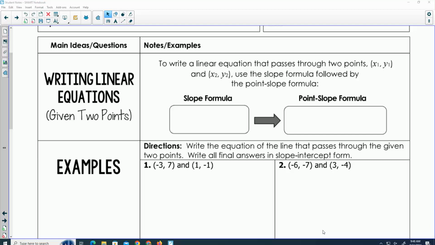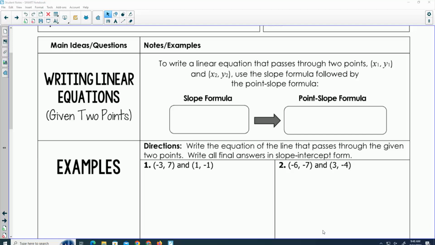And so what we did was use our point slope formula to write our equation. What was that formula, the point slope formula? Look back from yesterday if you need to. y minus y1 equals m times x minus x1. Good. And x and y remained x and y.